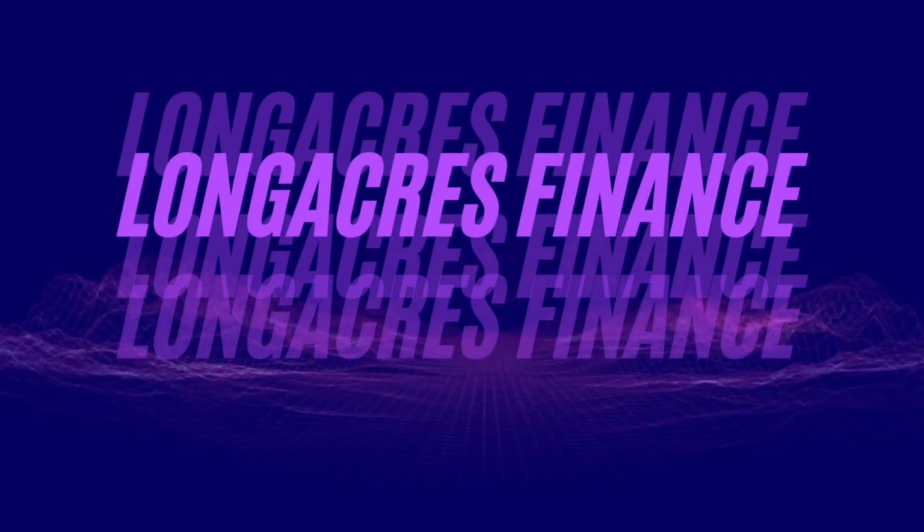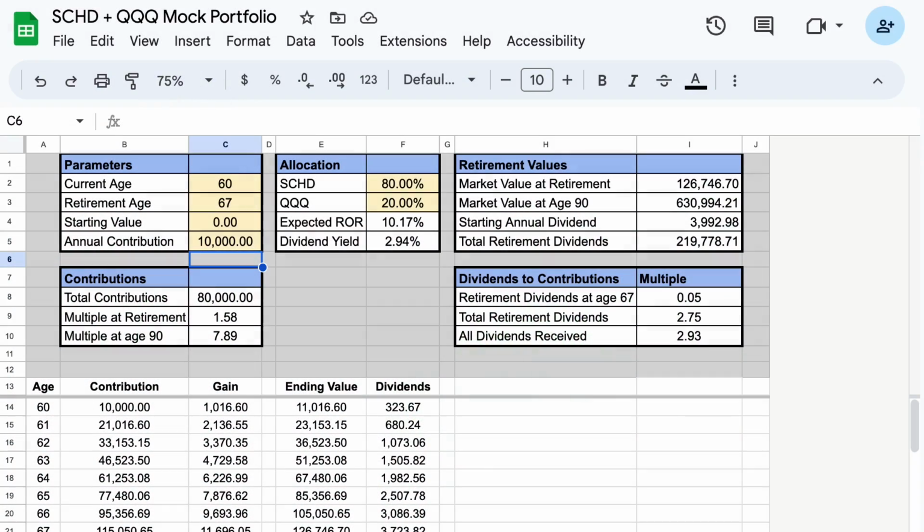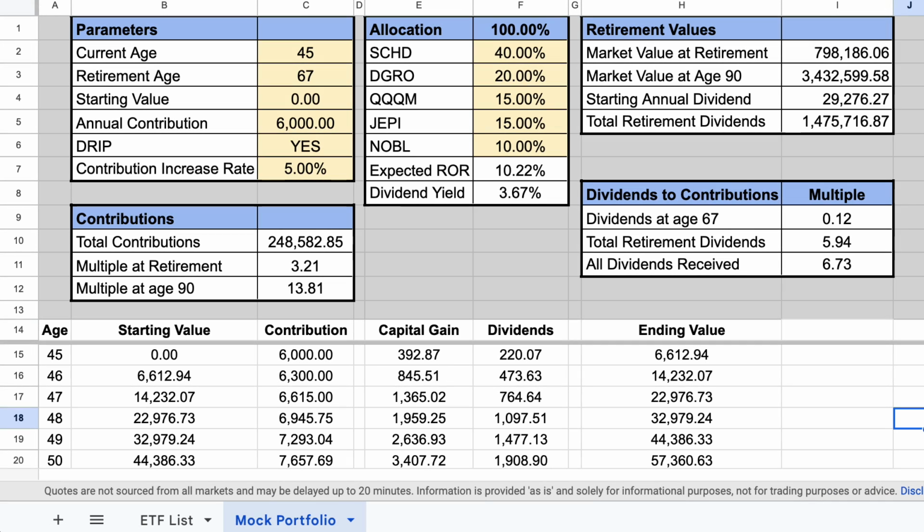Welcome back, everyone. In the last episode, I shared with you a calculator to test what type of results investing in SCHD and QQQ would generate based on your personal parameters. That calculator was pretty basic, and today I want to share with you version 2 that includes some nice enhancements.